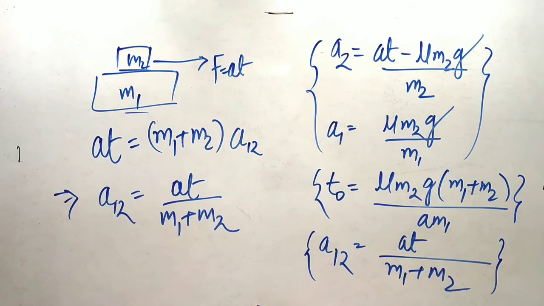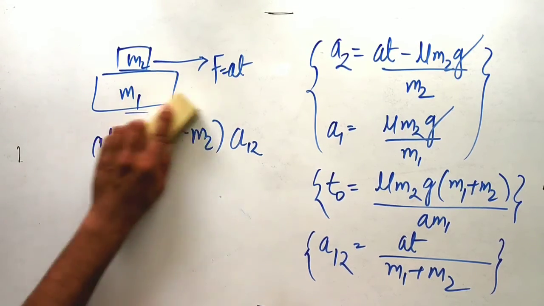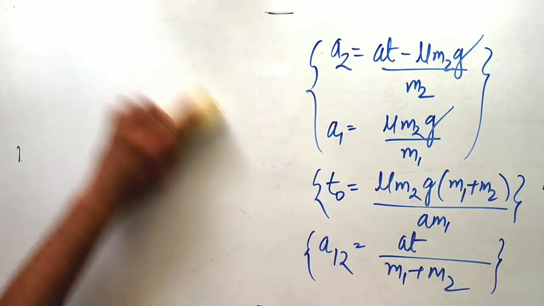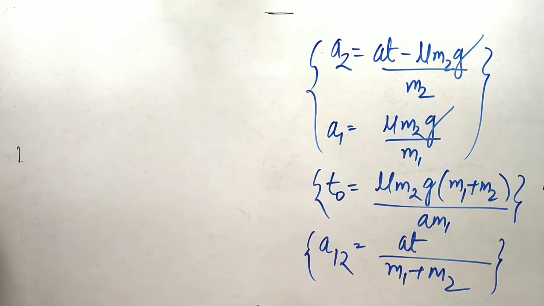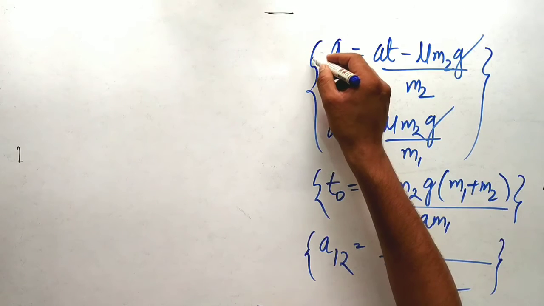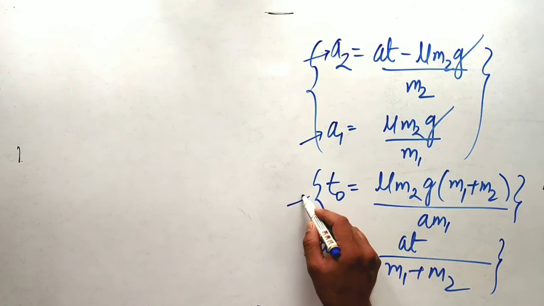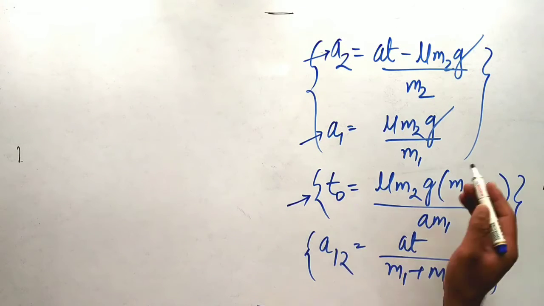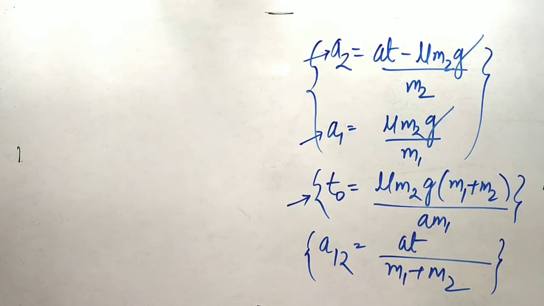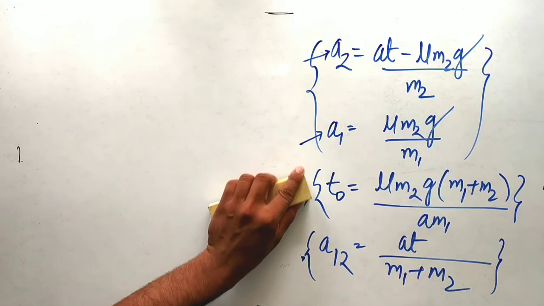Another important point for us to be able to draw the graph of variation of the accelerations: A12 is equal to AT divided by (m1 plus m2). So we have arrived at different values of acceleration which was required. We also have calculated the time beyond which these two, A1 and A2, have different values. We have also calculated the acceleration of these two bodies together. We're going to use all these four factors to draw our graph.